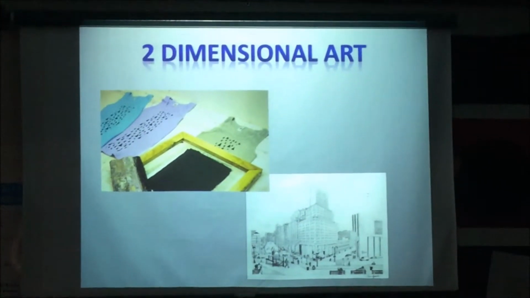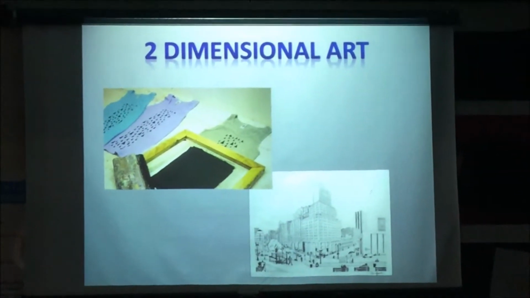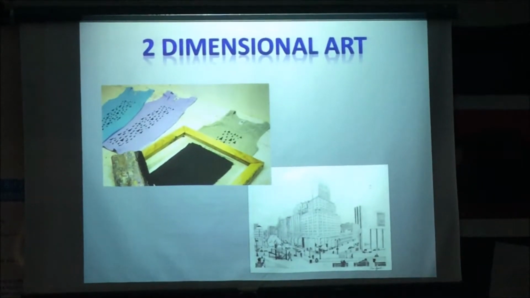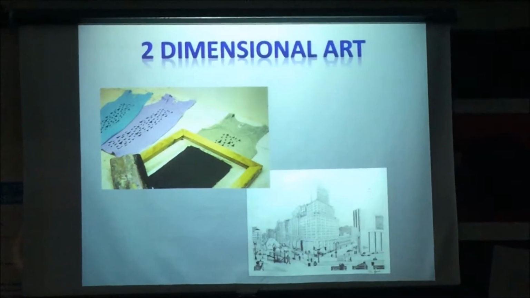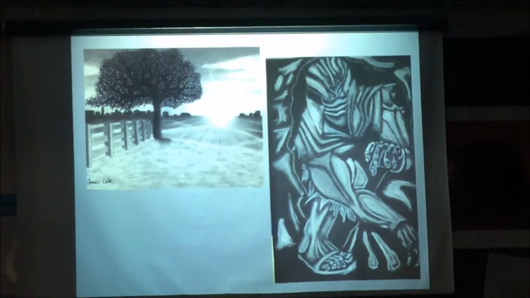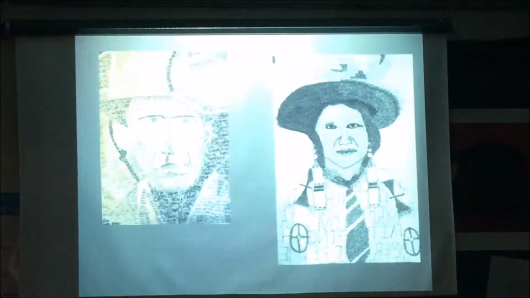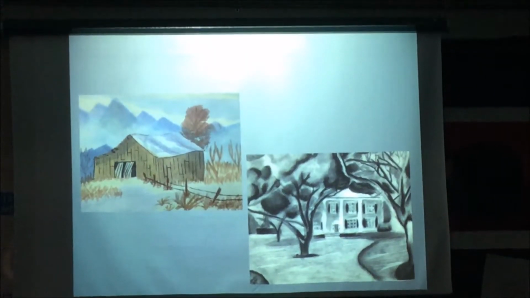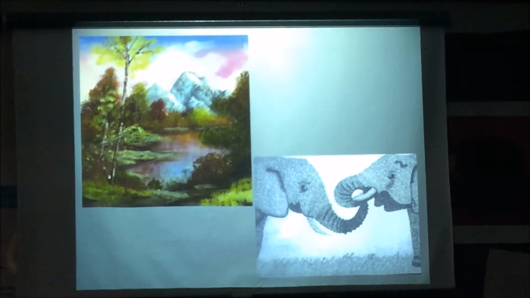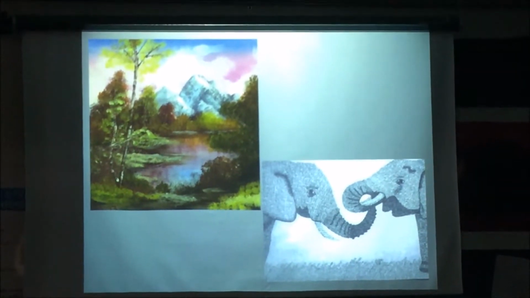Okay, next class is two-dimensional art, and that just means it's flat. We don't do sculpture or ceramics really in that class. We do screen printing, perspective drawing, we do charcoal, chalk, ink, back to screen printing, watercolor, and we also do oil painting where we follow along with Bob Ross.